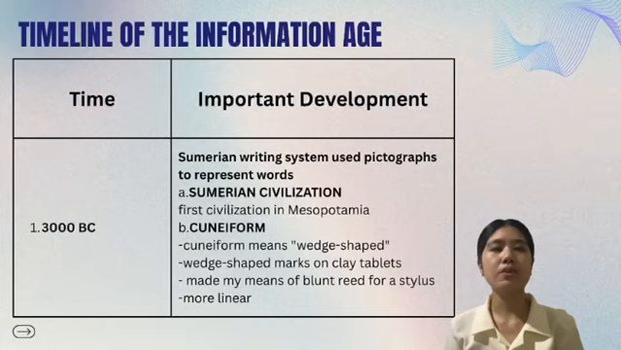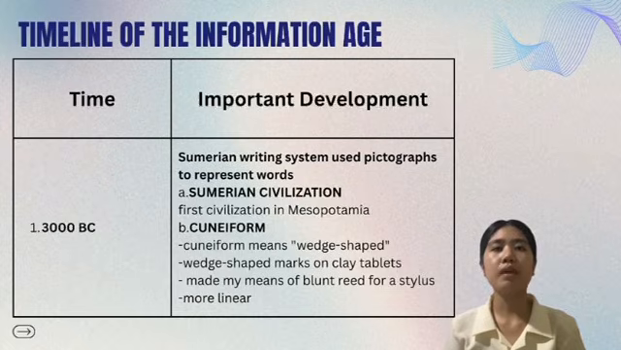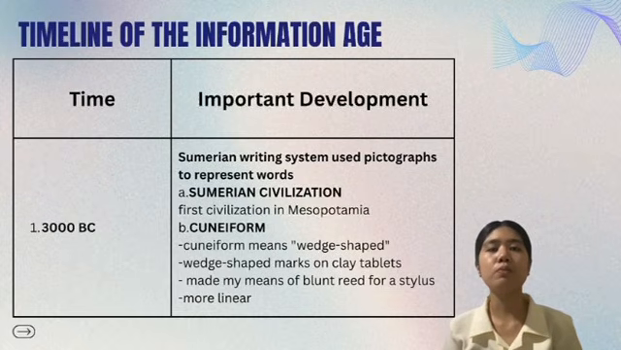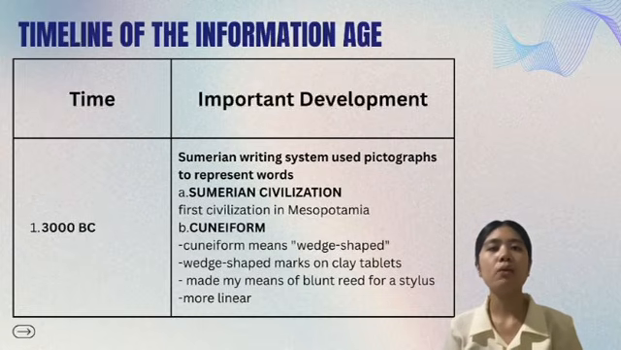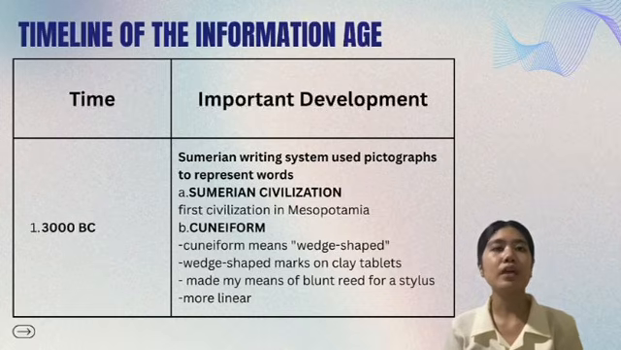First, we have the Sumerian civilization, which dates back to around 3000 BC. The Sumerian civilization was the first civilization in Mesopotamia. The Sumerians used pictographs to represent words. Pictographs were symbols or pictures that represented words or ideas. One important development of the Sumerians was cuneiform, which became an important early writing system. The Sumerians played an important role in the early development of written communication.